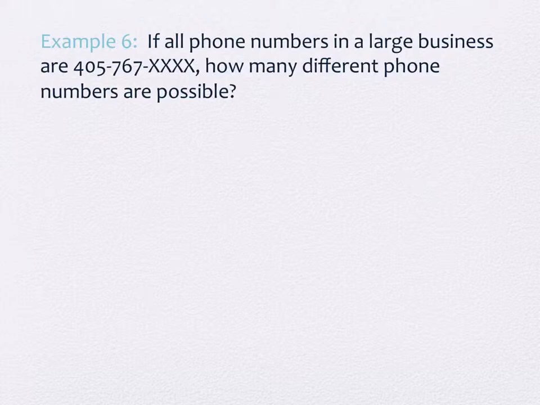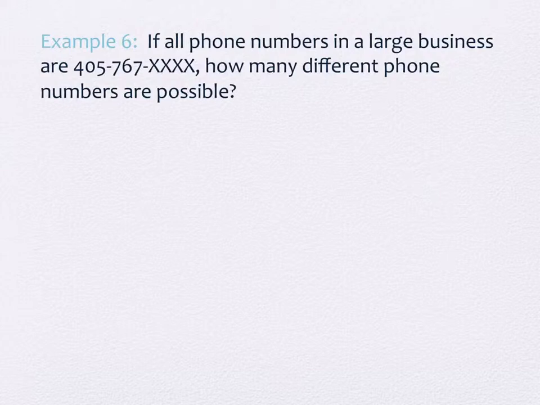This one is the phone numbers. It says if all the phone numbers in a large business are 405-767, you'll have that happen sometimes in a specific location. Like all of the OBU phone numbers are 405-585. Is it 585 or 858? I can never remember which one it is. It's one of the two. So yeah, this happens frequently. The question is, how many different phone numbers could you have then?